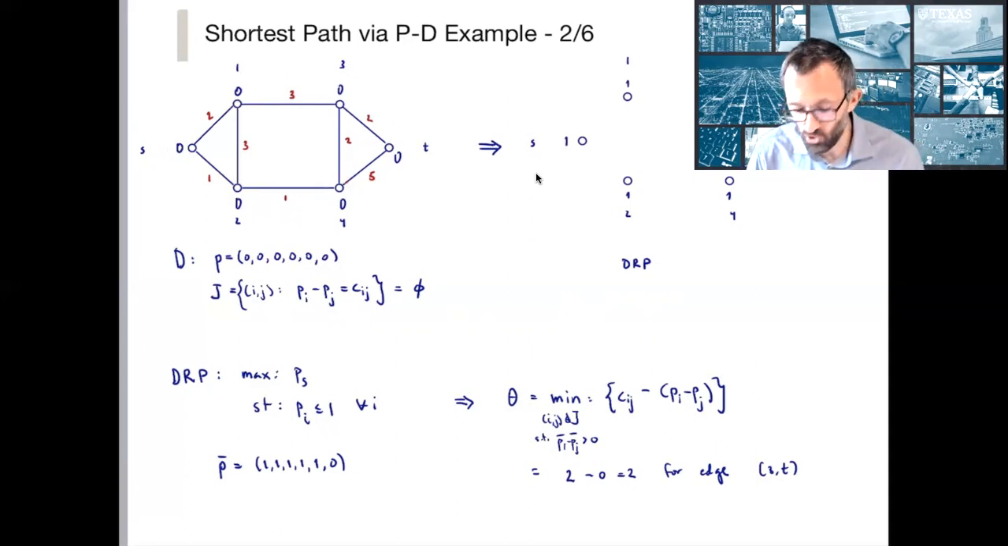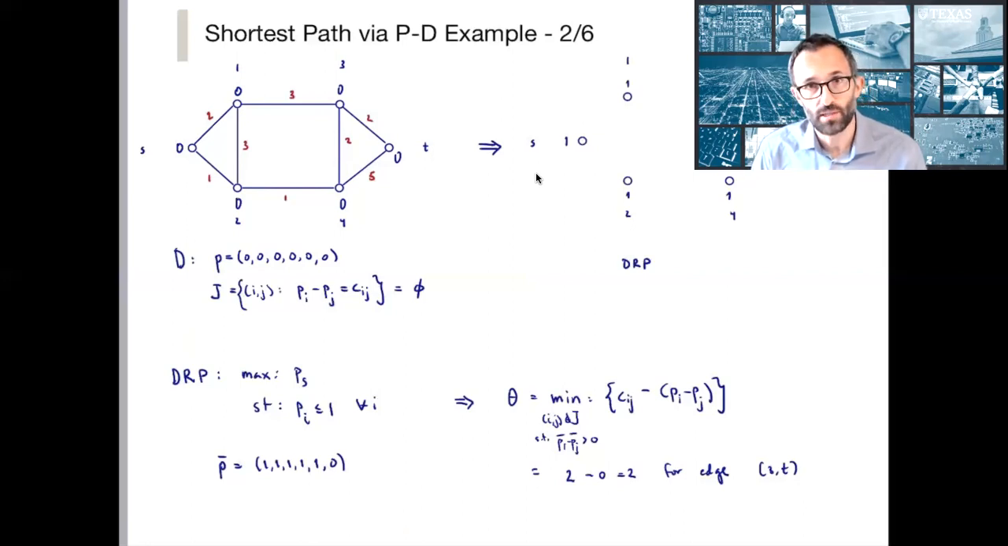Okay, so what's J? J is the set of edges for which Pi minus Pj is equal to Cij. But Cij is always positive. There are no zero cost edges, and the Pi's are all 0. So there's nothing in J initially. No admissible edges. The restricted primal is very simple in this case, because basically everything has to be 0.